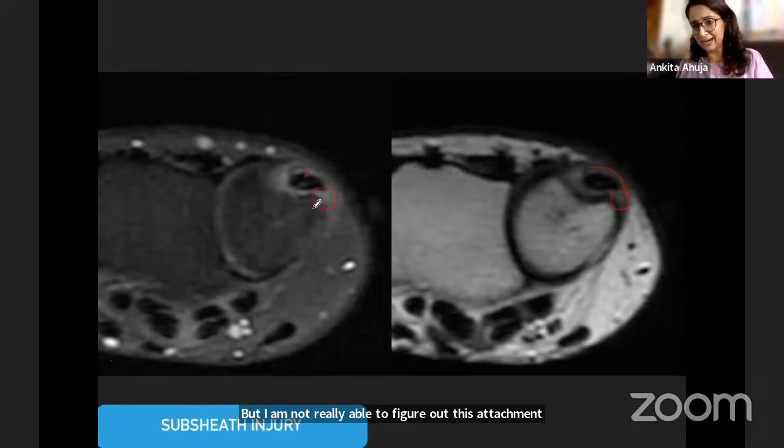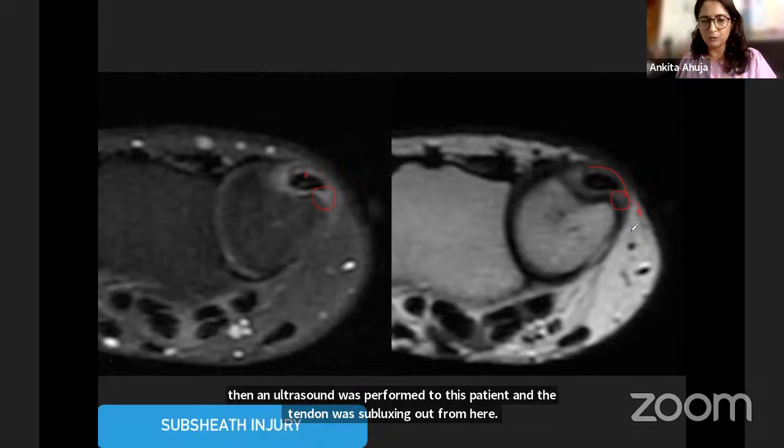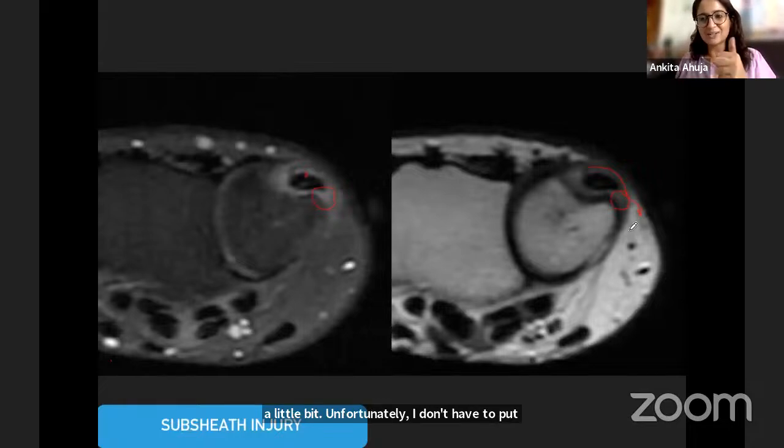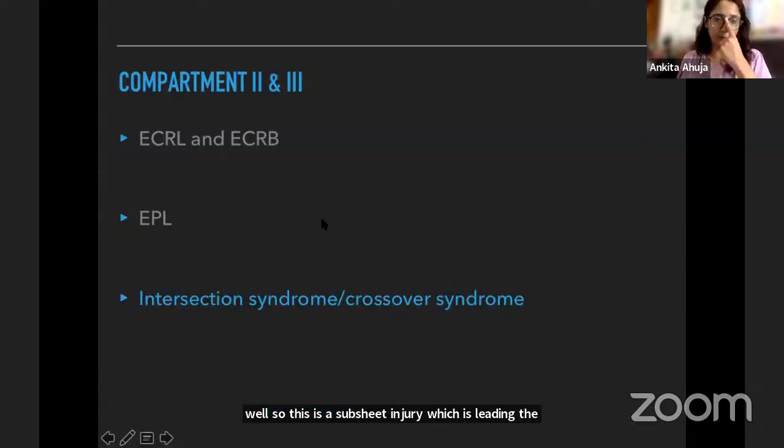So then an ultrasound was performed for this patient, and the tendon was subluxing out from here a little bit. Unfortunately, I haven't put the video over here, but that's the importance of ultrasound, because you can see the dynamic things as well. So this is a subsheath injury which is leading the tendon to sublux out, which you need to pick up and look carefully for.